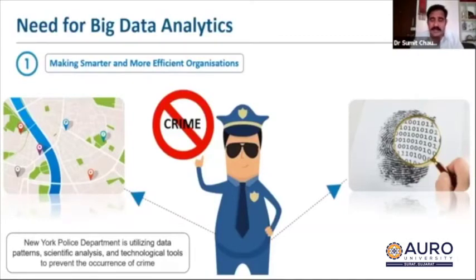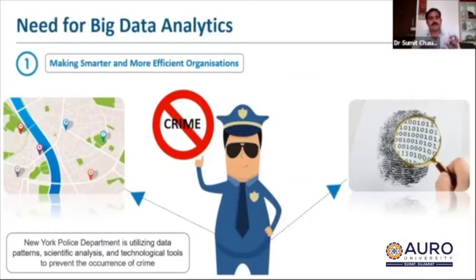I'll discuss 3-4 points here so that it will be easy for you to understand. Number one, making a smarter and more efficient organization. How can we make a smarter and more efficient organization? You can consider any type of organization. According to past data, we can analyze the locations with the most crime, and we can deploy more officers to control the situation.